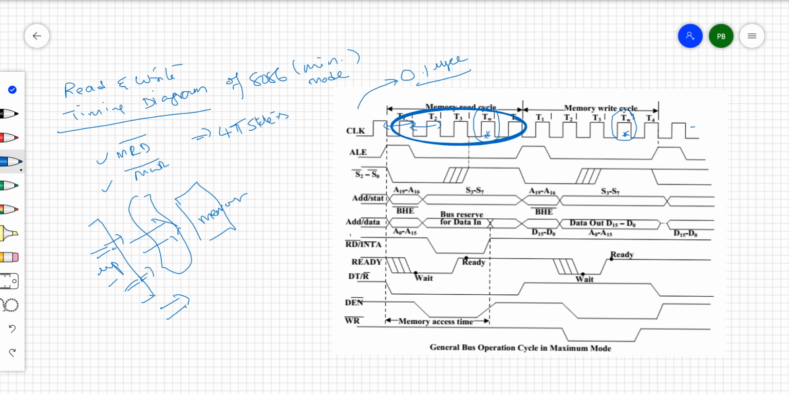The address bus comes into the picture, control signals come into the picture, and the data bus comes into the picture. Here you can see this is the multiplexed address and data bus, and these are the control signals. ALE is going to be high during the first t state. Once ALE is high, the multiplexed address and data bus will act like an address bus. That means these are address A0 to A15, this is A16 to A19, like that 20 address lines.